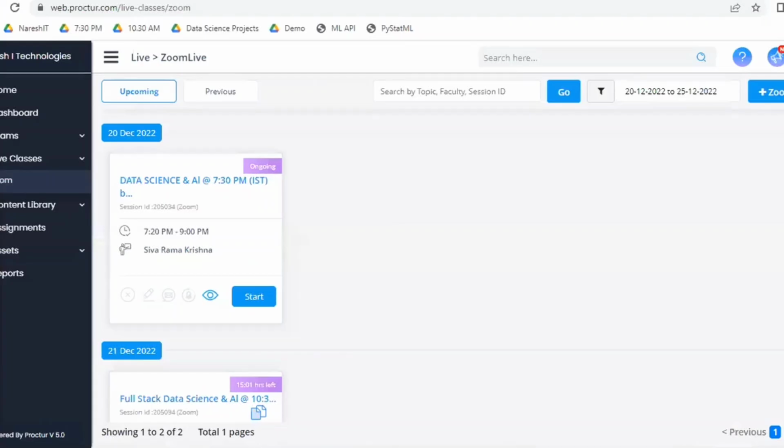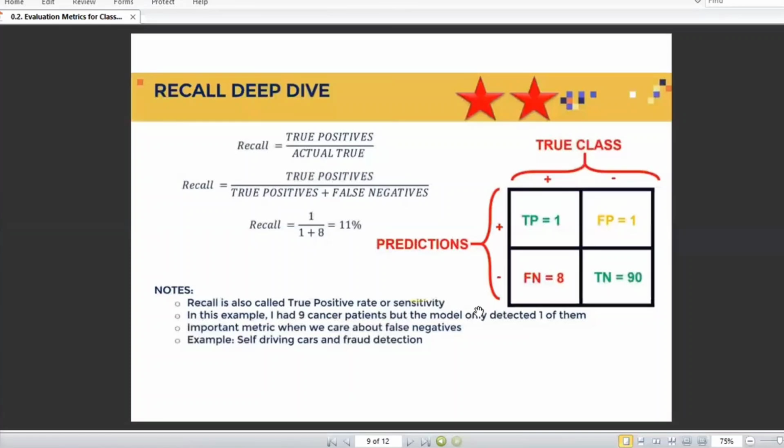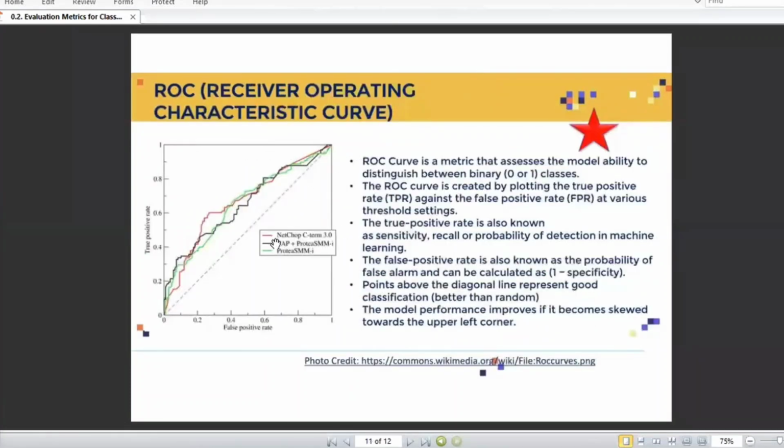That is called the next concept, ROC. For different threshold values, you are going to compute TPR versus FPR. For different threshold settings, you calculate the TPR versus FPR, and whichever model gives the best area under the curve, that model is best. So you are going to draw a curve between TPR versus FPR at various thresholds.